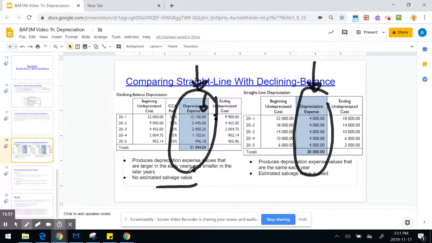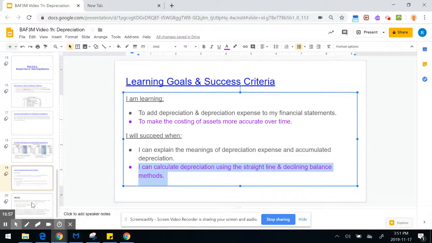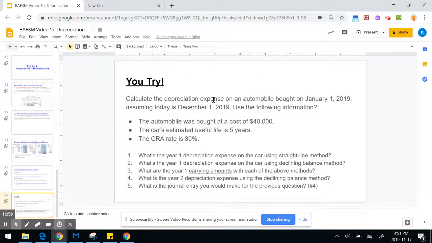Okay. So with all of that said, we are pretty much there. Let's try some examples. Let's try our second learning goal. Can you do what I just did? Give this a shot. So I'll just read through it. Calculate the depreciation expense on an automobile bought on January 1st, 2019, assuming today is December 1st, 2019, and we have a yearly accounting period.